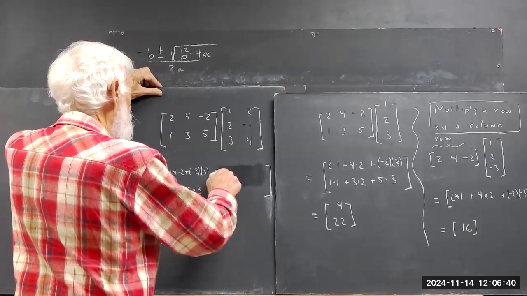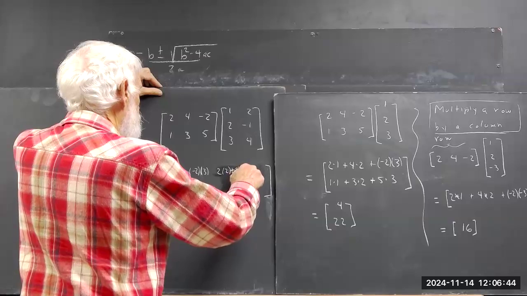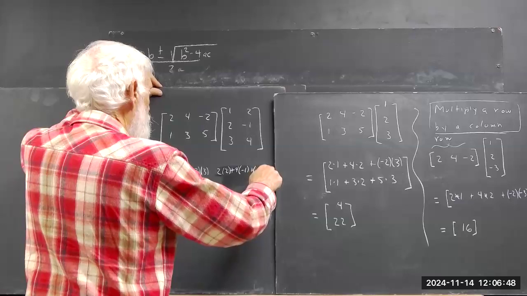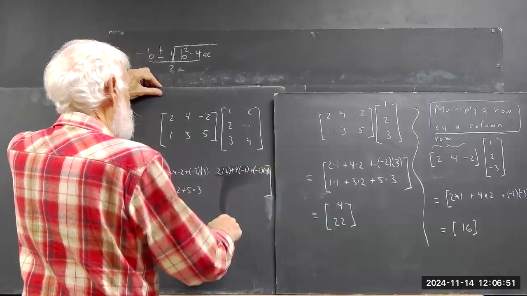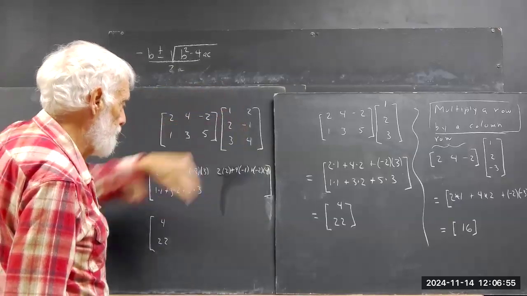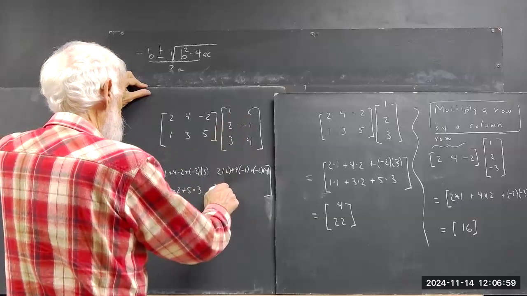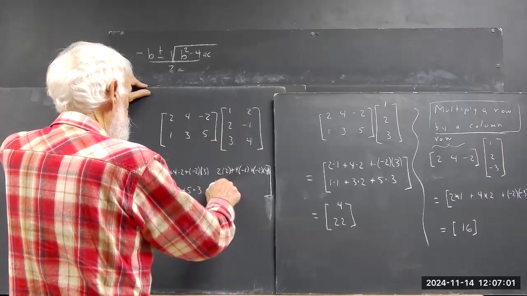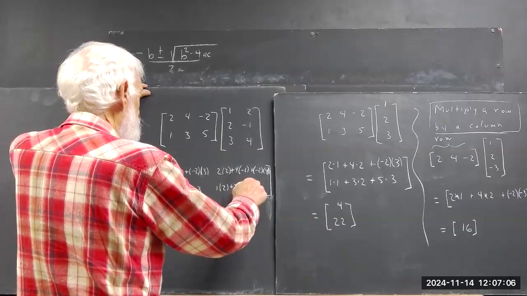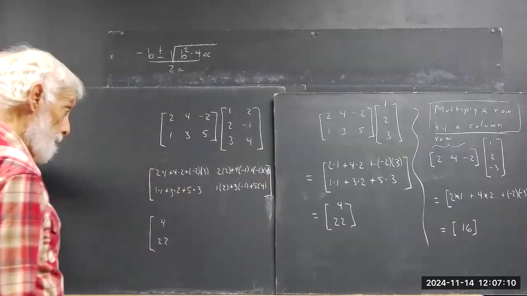We've got 2 times 2 plus 4 times -1 plus -2 times 4. Maybe a little hard to see that, but it's the first row multiplied by the second column. And then the second row multiplied by the second column gives you 1 times 2 plus 3 times -1 plus 5 times 4, just what I wrote before.